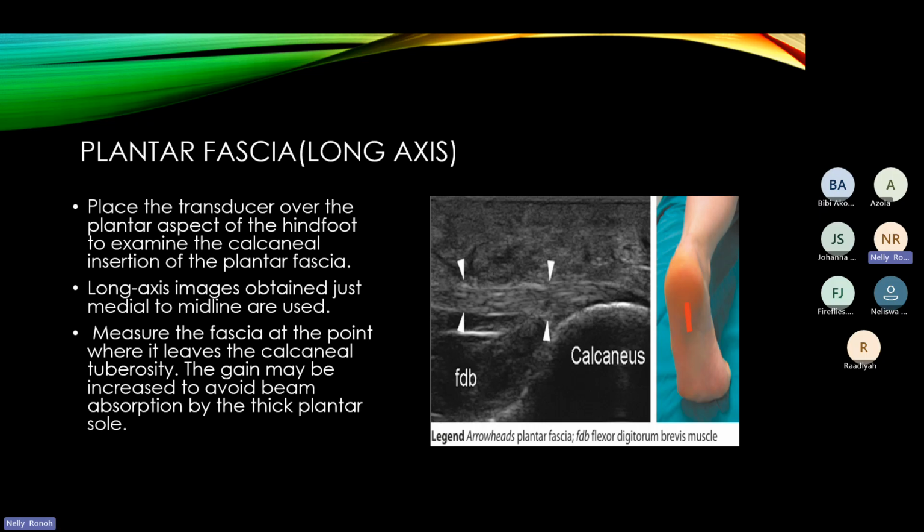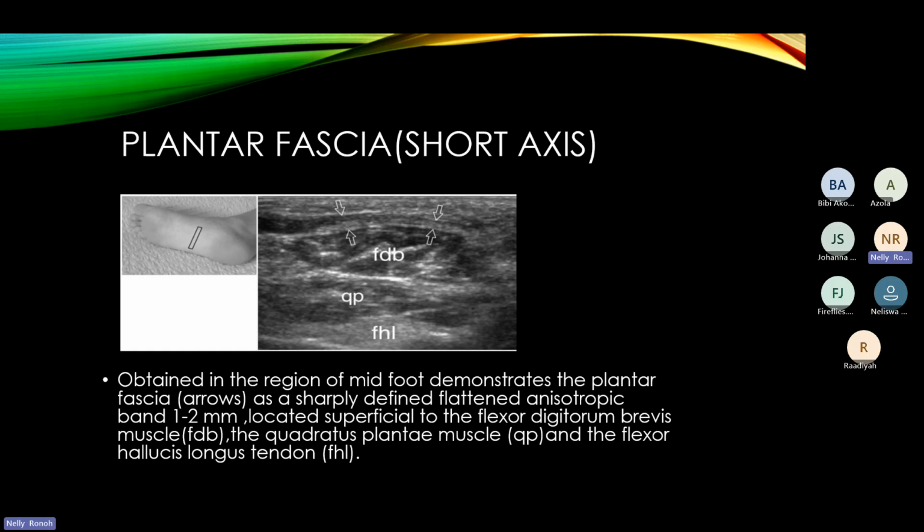And of course, very superficial is the skin, the skin of the sole, and then there is the fat pad. And then below the fat pad, we have the plantar fascia. Below the plantar fascia is where we have the muscles. Remember this image here, we have the flexor digitorum brevis, which would be just below it when you're scanning on sagittal. But when you're scanning on transverse, there are so many.